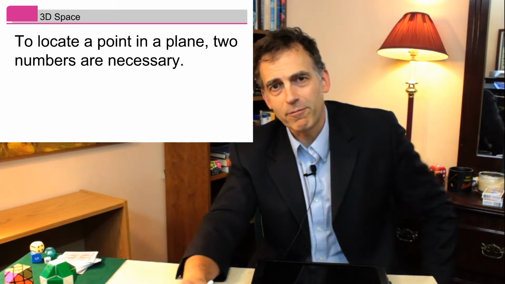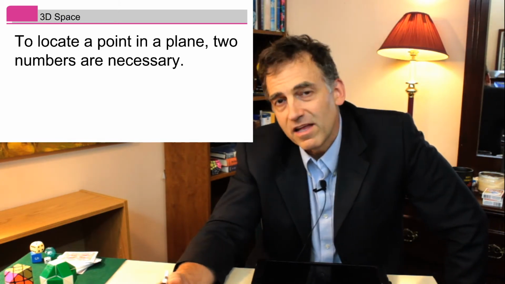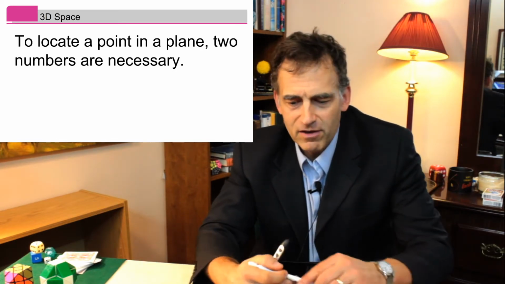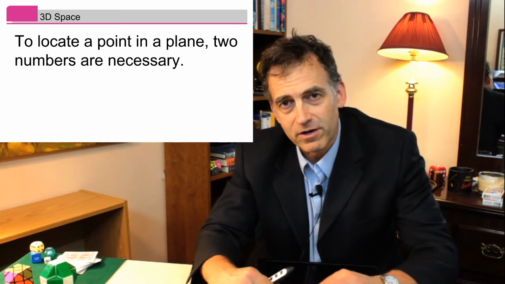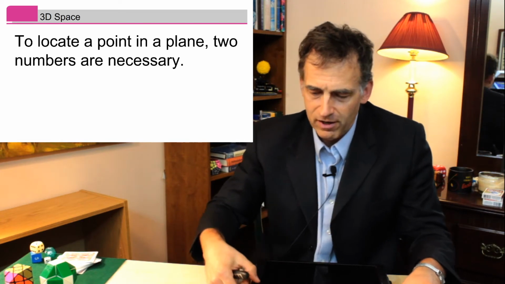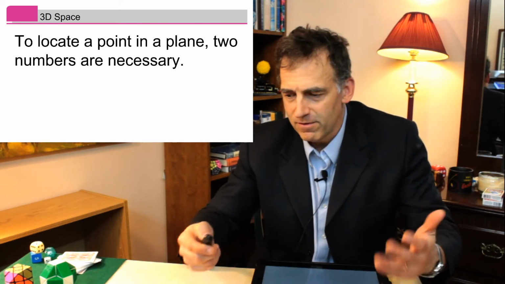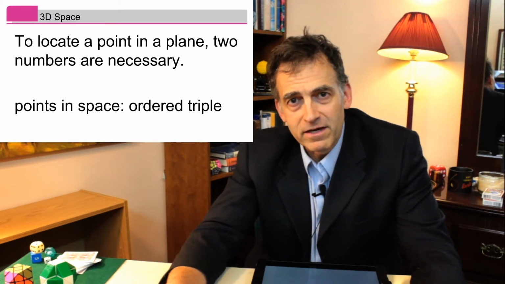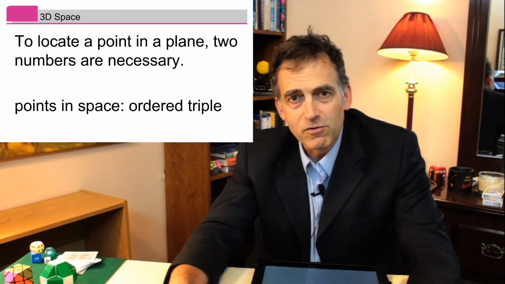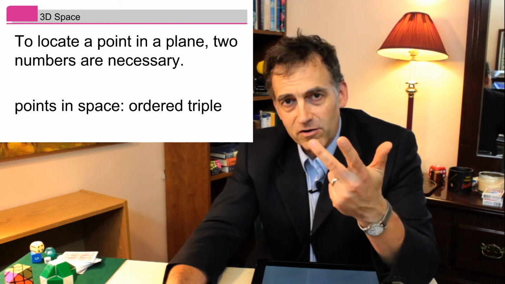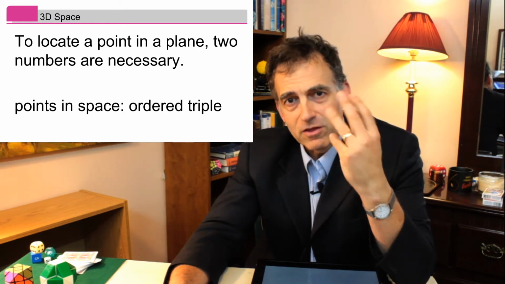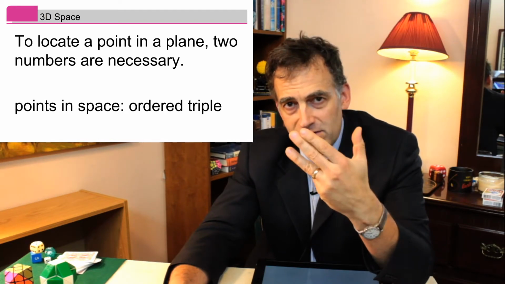Descartes, when he came up with his Cartesian coordinate system, was thinking in three dimensions, even though we think largely of the Cartesian coordinate system as being a two-dimensional system. Anyway, to locate a point on the plane, like we're used to, we need two numbers, an x and a y coordinate. To locate a point in space, we need three numbers, x, y, and z.